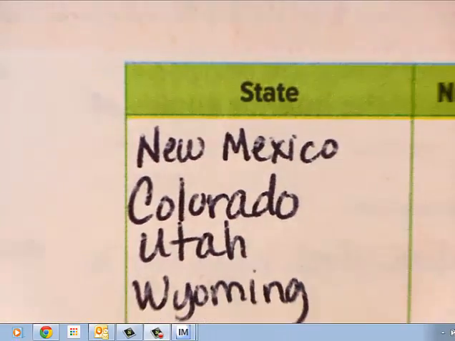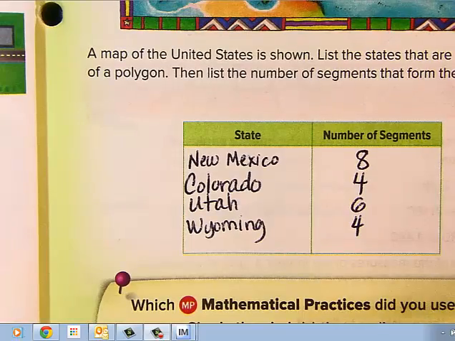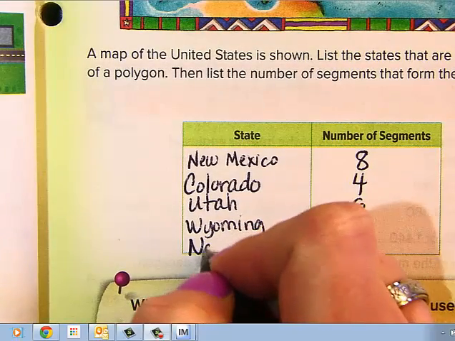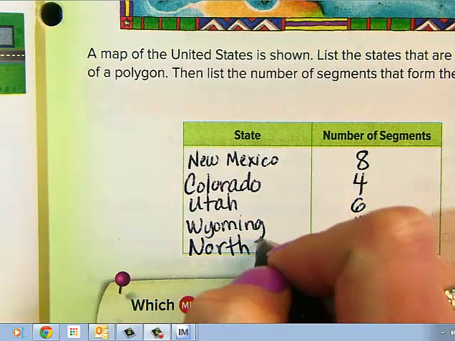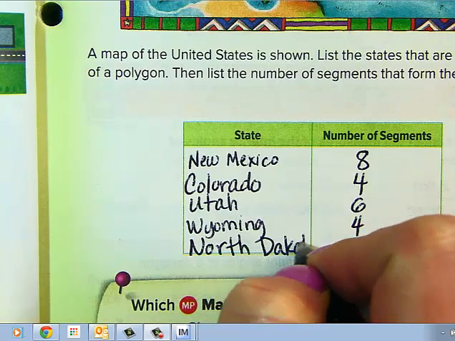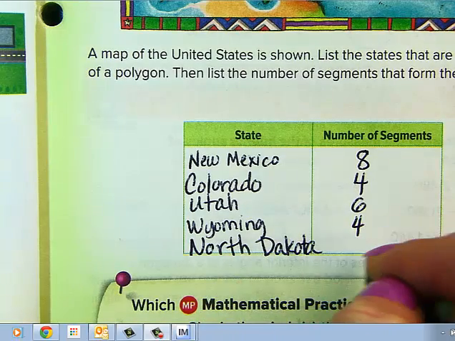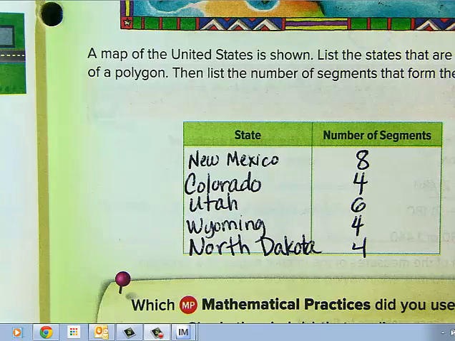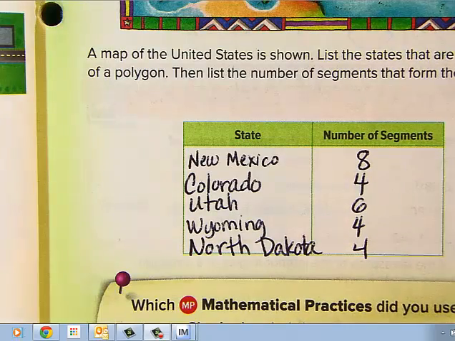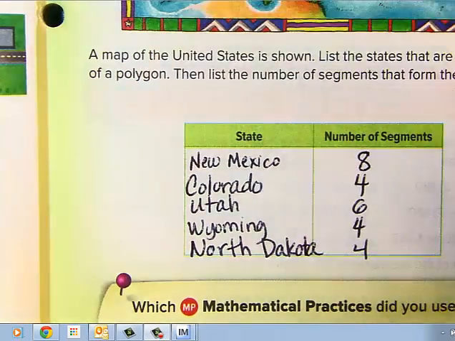So, like I said, the book also counts North Dakota. If you add North Dakota, that's fine. If you think that because of the slanted angles you don't want to add it, that's fine too. But we're going to go ahead and put North Dakota on here, and it has 4 segments or 4 sides. Okay, so those are all of our polygon states.